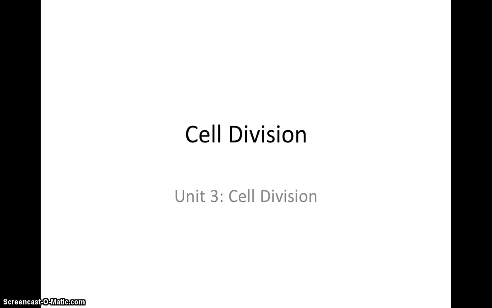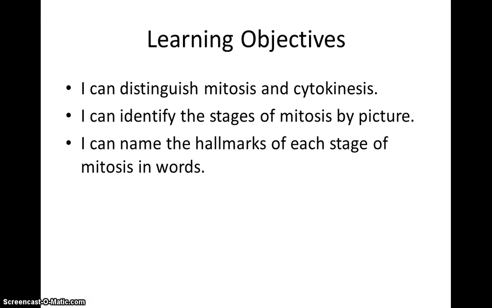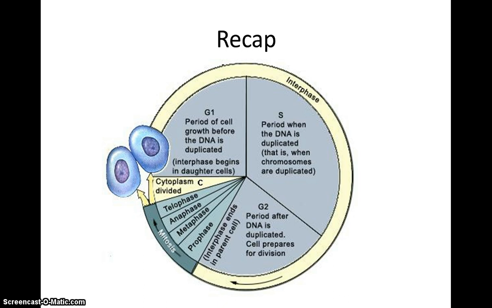We're going to talk about cell division. So we have 3 learning objectives for today's lesson. The first is to distinguish between mitosis and cytokinesis, identify the stages of mitosis by looking at pictures, and to name the hallmarks of each stage of mitosis in words, so to be able to describe what you see.